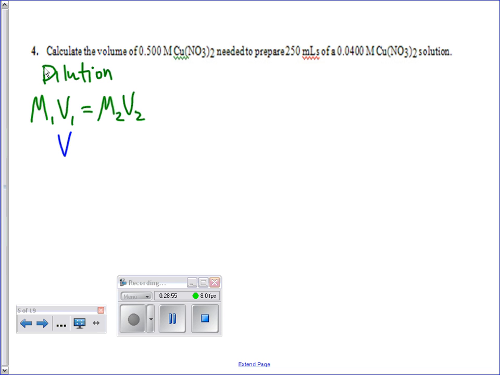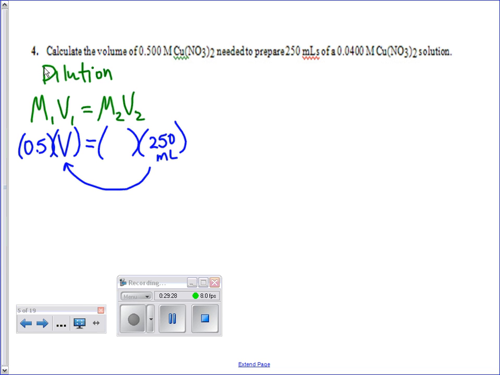Calculate the volume, that's what I'm looking for, of 0.5 molar copper 2 nitrate needed to prepare 250 mils. What do I write down? Okay, I'm going to play devil's advocate and say I can do this, and I'm okay with that. Does anybody know why that's okay here? It'll give you your volume in milliliters. Why? This is a proportion. This is to this as this is to this.